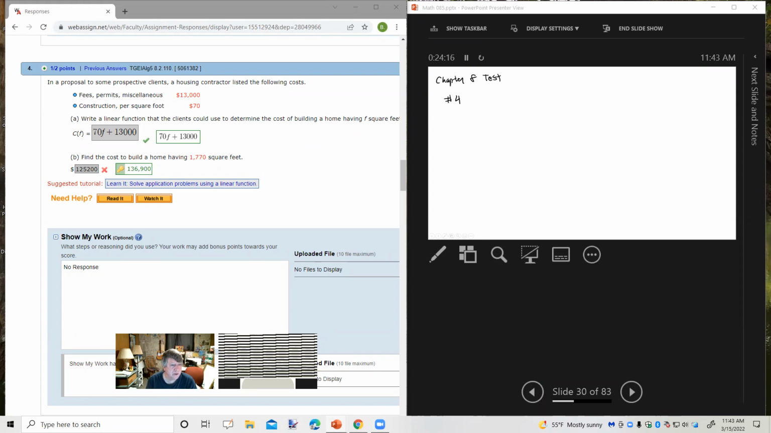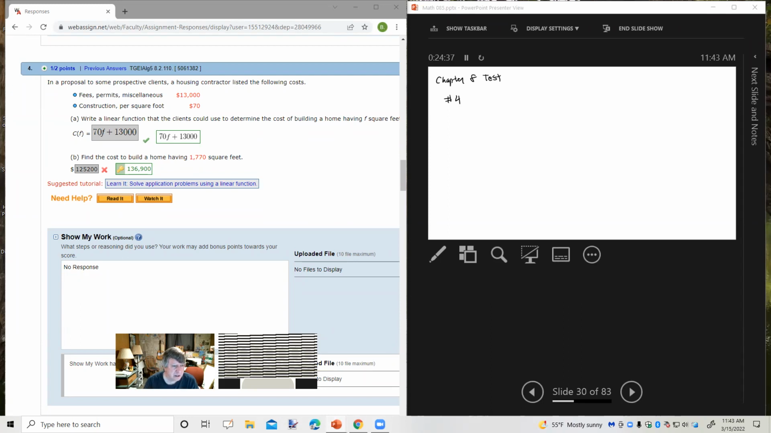So this is chapter 8, test number 4. In a proposal to some prospective clients, a housing contractor listed the following costs. Fees, permits, miscellaneous, $13,000. Construction per square foot, $70. Basically, the $13,000 is considered a fixed cost. That's a one-time cost. And the $70 is a variable cost because that depends on how many square feet.